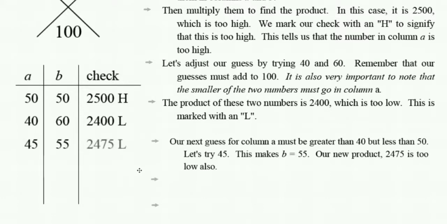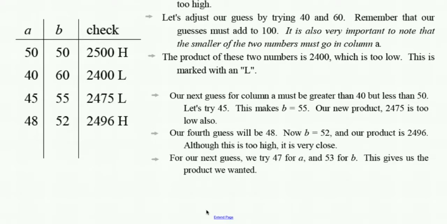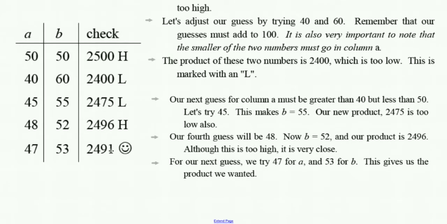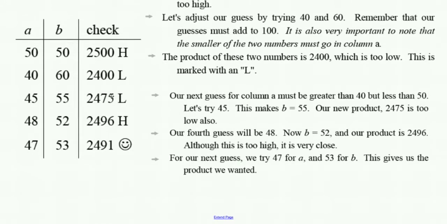Our new product is 2,475, which is also too low. Okay, so our fourth guess now will be 48 and 52, which will be 2,496, which is a little bit higher. Okay, now we're getting close. And now we simply try one more, which is 47 times 53, and this is the product that we want. So again, if you notice, guessing and checking works the same, especially with the X method, or the power of X, or X marks the spot, whatever you want to call it.